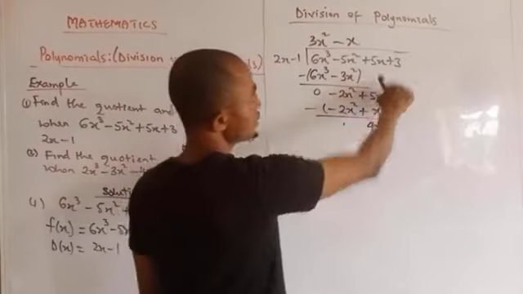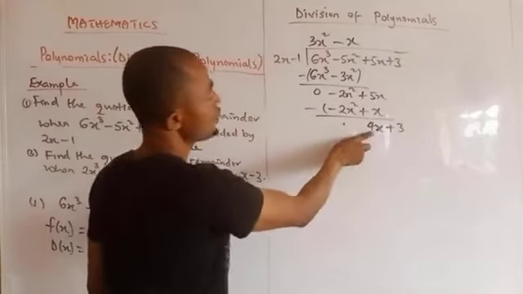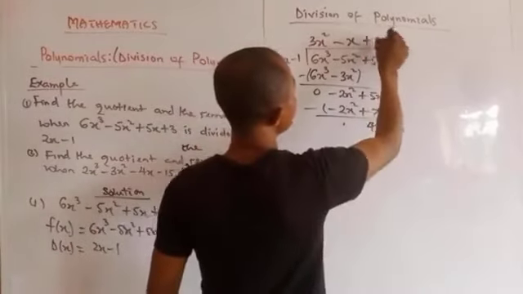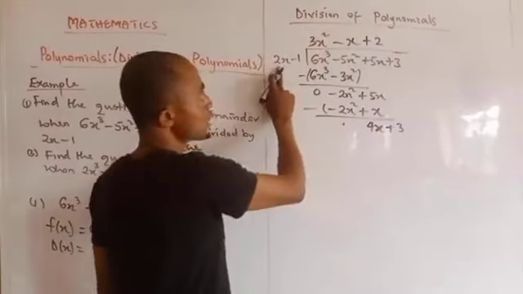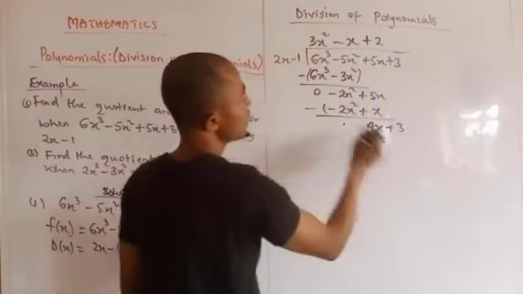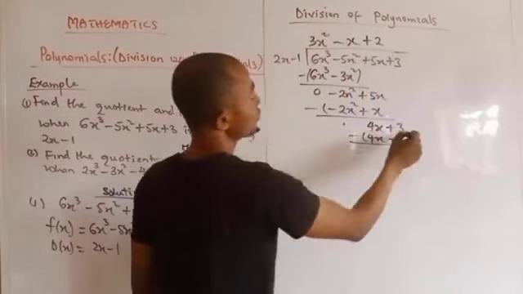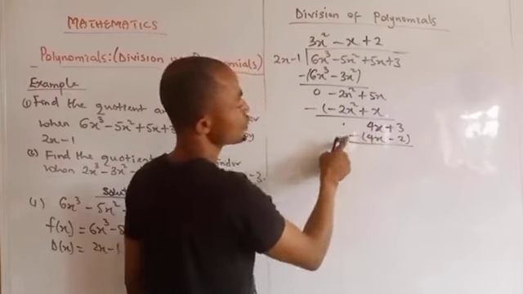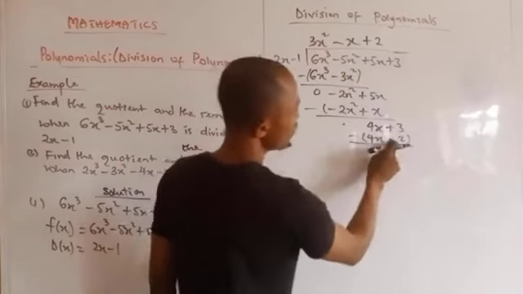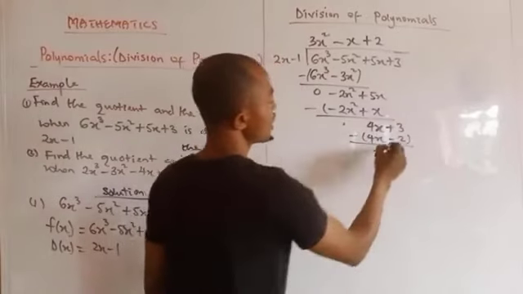Then we drag this 3 down, plus 3. So again we come here and say 4x divided by 2x, that will just give us plus 2. Then this 2 multiplied by 2x will give us 4x. Then 2 multiplied by negative 1 will give us negative 2. So we subtract again, minus. 4x minus 4x is 0, nothing. So here, 3 minus minus 2. Negative multiplied by negative is positive. So 3 plus 2 is 5.